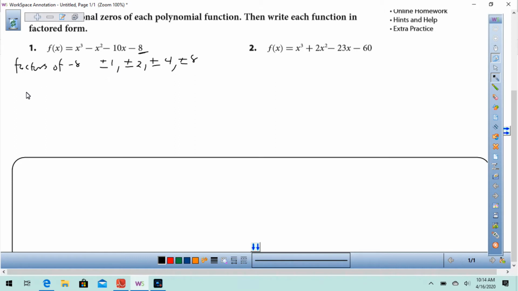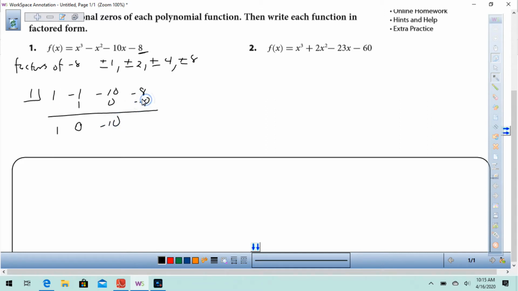Well, let's just start out easy. We'll start out with 1. So we got 1, -1, -10, and -8. So we're going to try 1. And this is that synthetic division we used a while back. We bring the 1 down. 1 times 1 is 1. -1 plus 1 is 0. 1 times 0 is 0. And then that makes that -10, and that's -18. Since this is not a 0, positive 1 is not a factor.